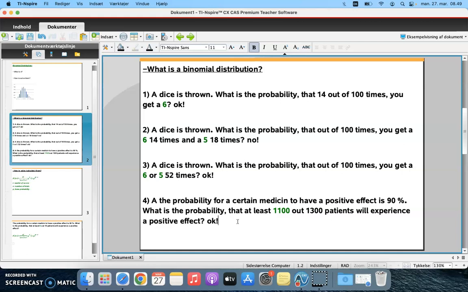The fourth example: the probability for a certain medicine to have a positive effect is 90%. What is the probability that at least 1,100 out of 1,300 patients will experience a positive effect? Well, this is also a binomial distribution because either the medicine has a positive effect or it does not. These are the only two outcomes that you can calculate.